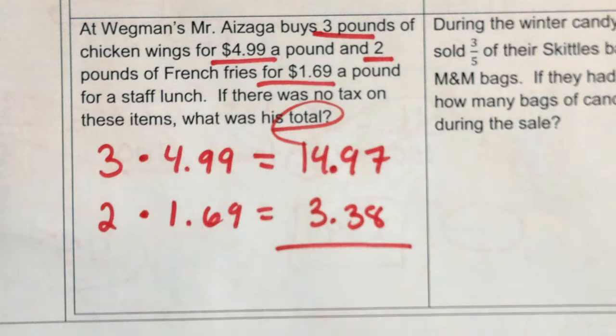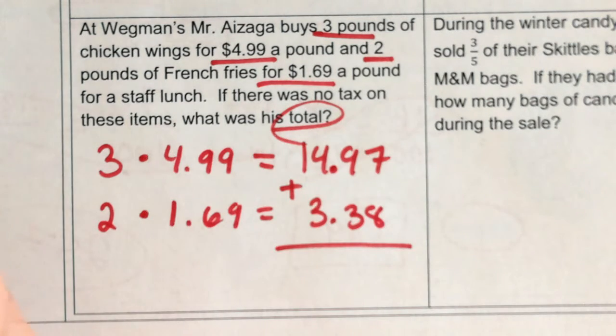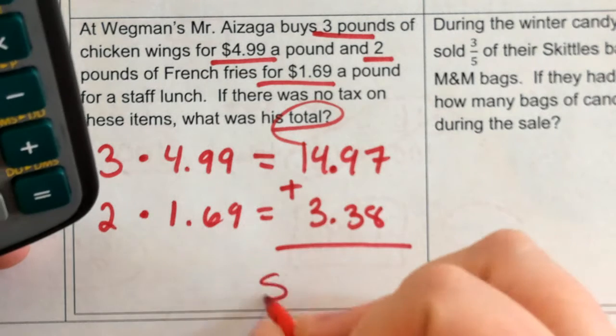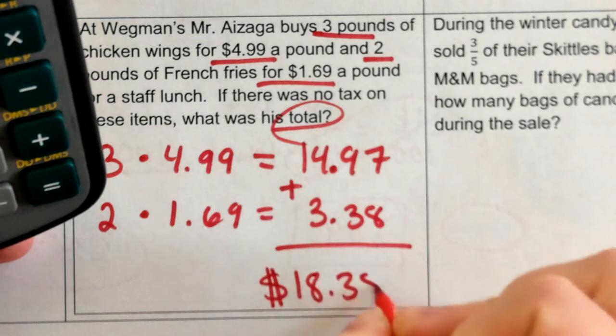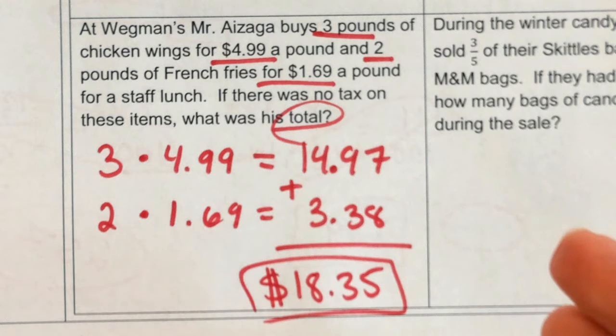Now they wanted to know what his total was. So we're simply just going to add those up. 14.97 plus 3.38. $18.35. Okay? So sometimes the problems really are just that easy. You kind of just have to think about it for a second. Sometimes they ask about change, like how much change would they get, and that just adds another step to it. So be on the lookout for that.